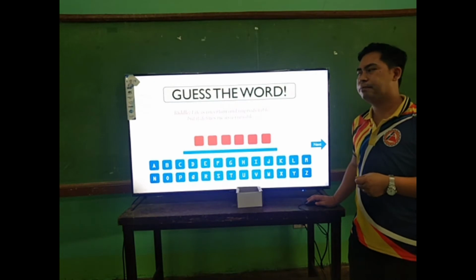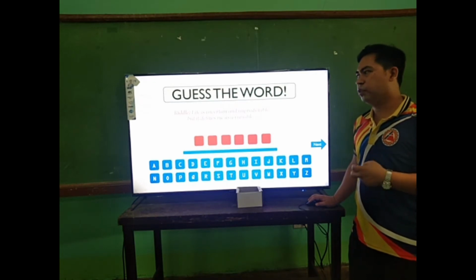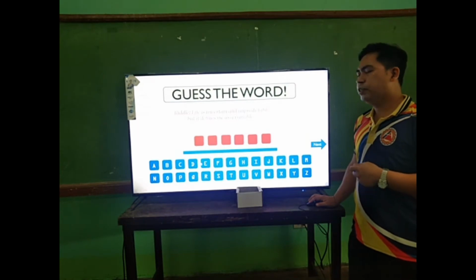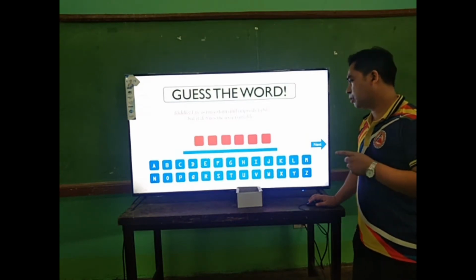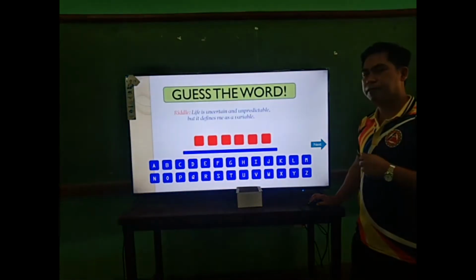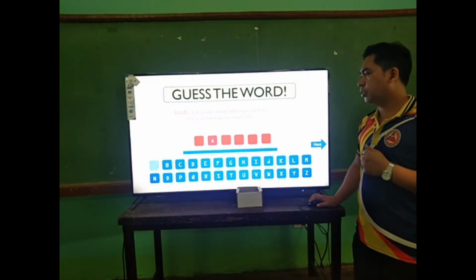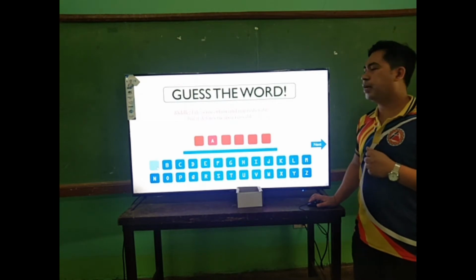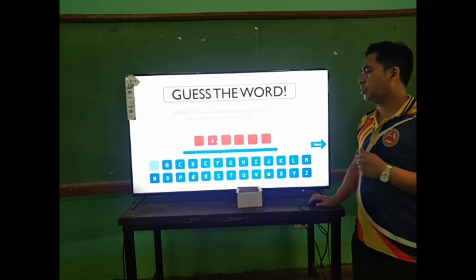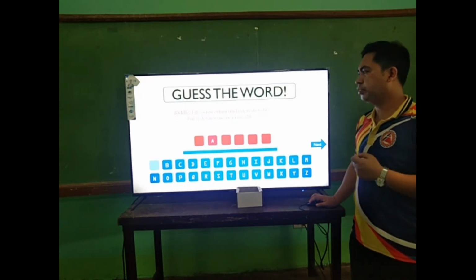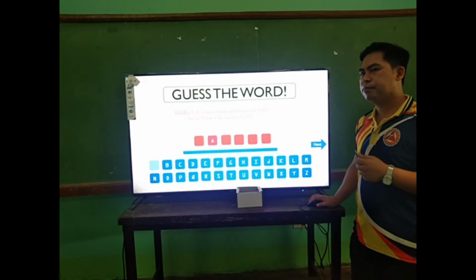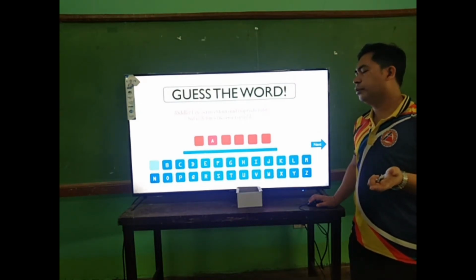Can you guess? Okay, you have no idea. Let us try. Can you choose a letter from A to Z? Yes, let us try letter A. Yes, A is in the array of red boxes. So A is in the second box. What would be the word that answers this riddle? Anna, do you have any guess?